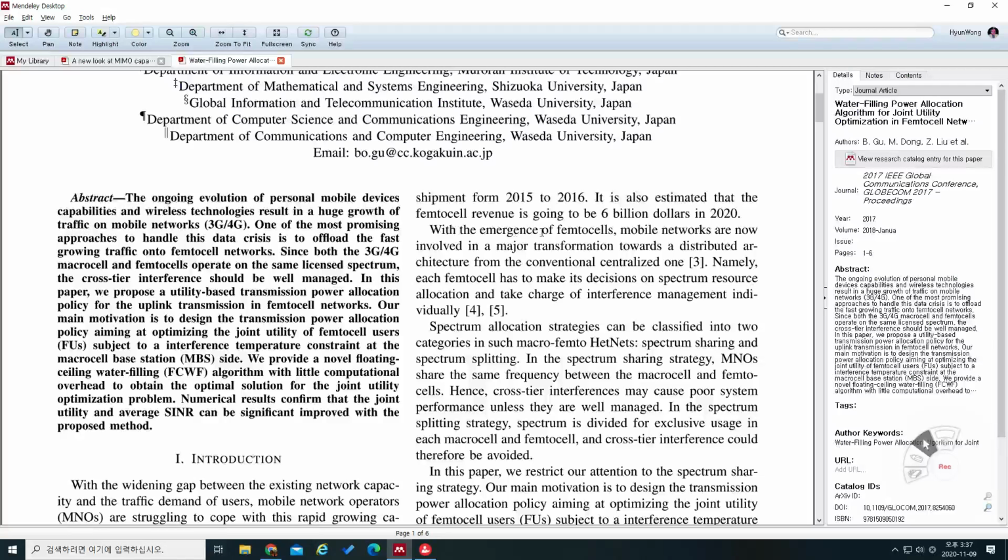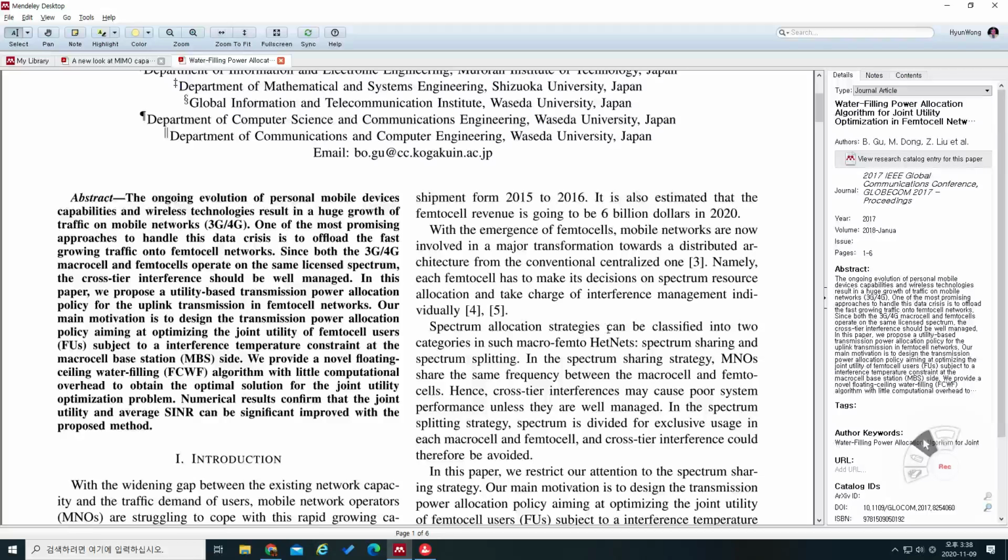With this emergence, femtocell mobile networks are now undergoing a major transformation toward a distributed architecture from the conventional centralized one. Namely, each femtocell has to make the decision on spectrum resources allocation and take charge of interference measurement individually [4], [5].